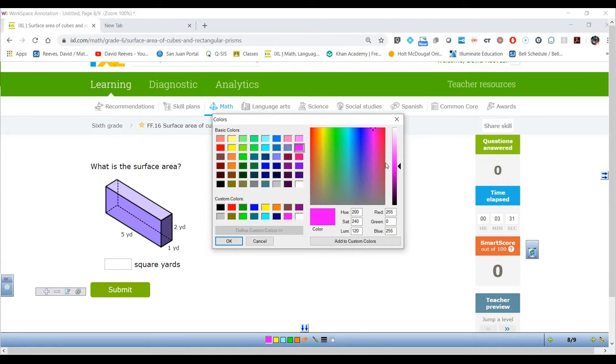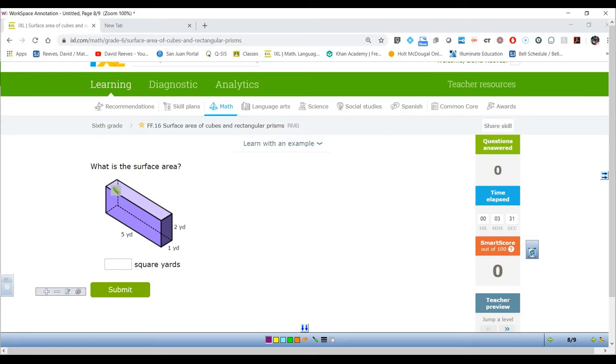Let's see if I can get a closer color to that one that we have there. I don't know how great that is. How about that one? We'll try that one. All right. So I'm going to color this one over here. Not great at all. It's too big. We got to make this smaller. All right. How about now? Well, it's still not dark enough, but that's all right.